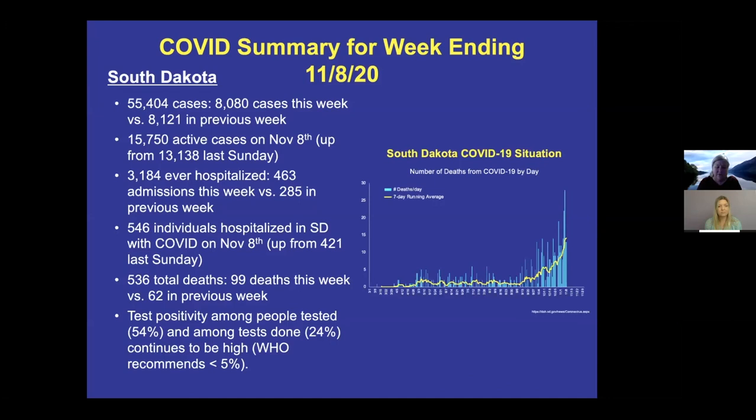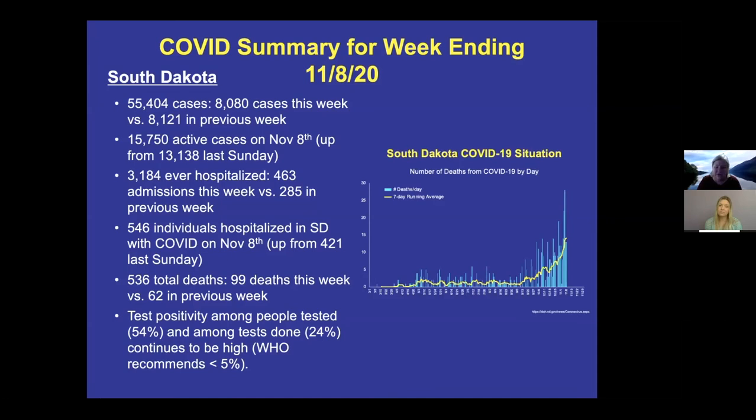There have been 536 total deaths as of yesterday. 99 of those deaths occurred this past week compared to 62 deaths occurring in the previous week. And that's what this graph is showing. This is per day, so each of these blue lines are the number of deaths in that particular day. But you can see this average is going up. We're at about 13 deaths per day on average.